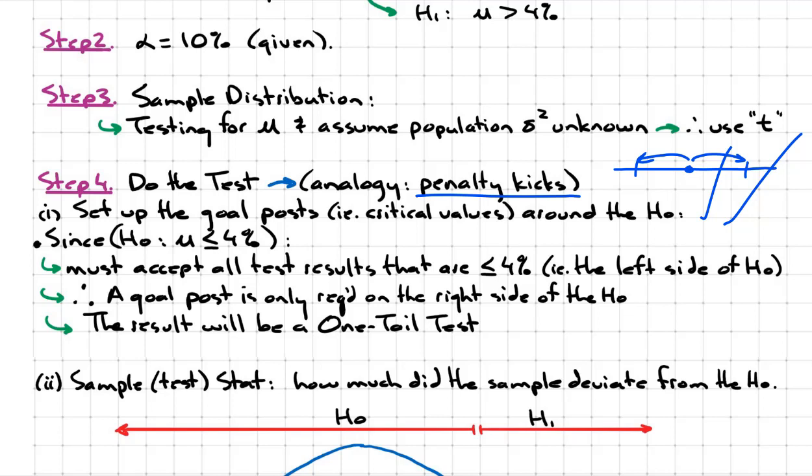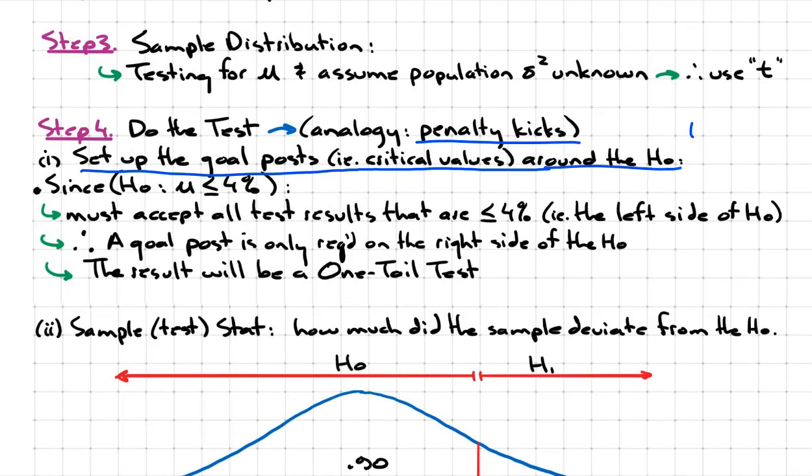What's that got to do with hypothesis testing? Well, the ball is really the sample. So if the sample falls anywhere within this goalpost, we go ahead with the null. On the other hand, if the sample falls outside of that goalpost, then we reject the null. So that's why I use that penalty kick analogy. So let's go ahead and set up the goalposts, and these are referred to as critical values around the null.